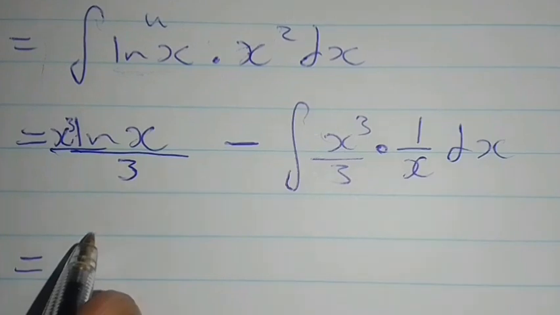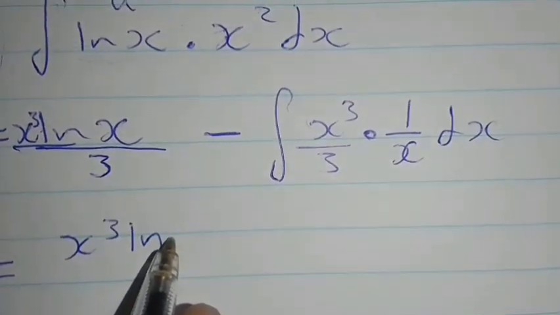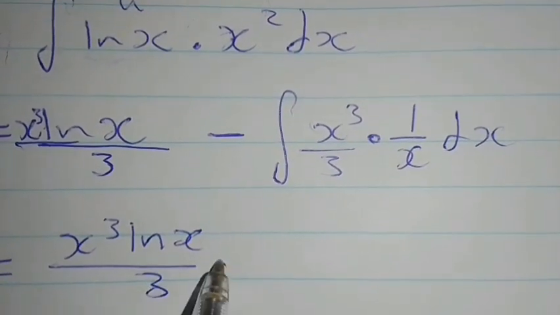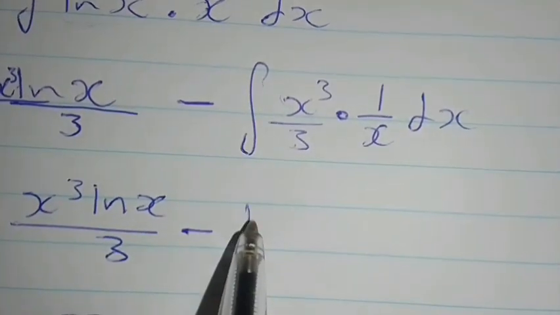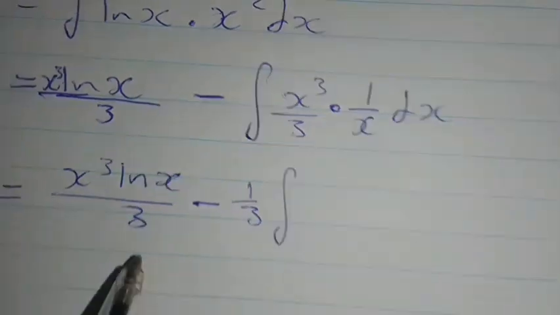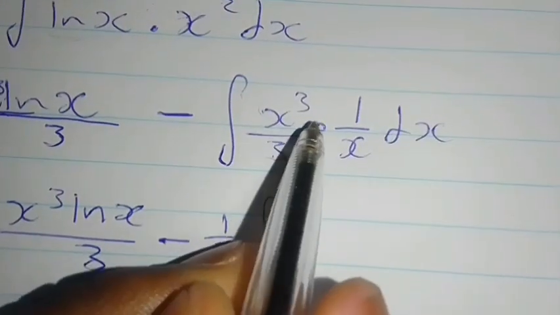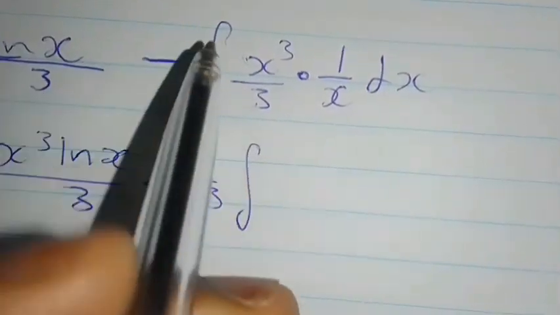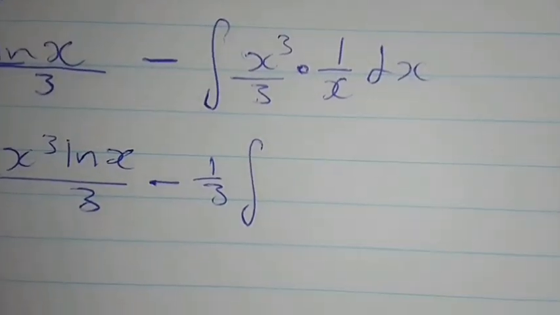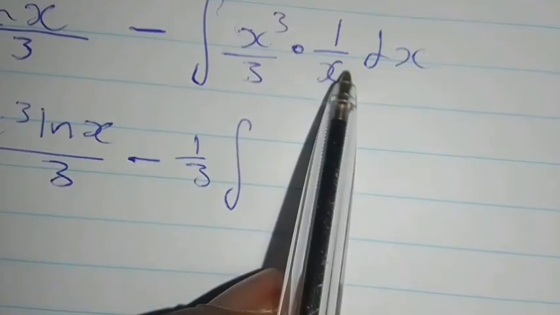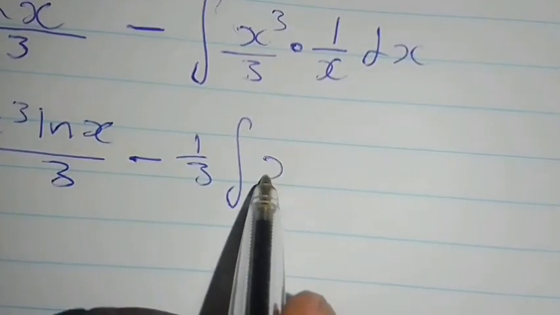Then you're going to have x to the third, the natural log of x, divided by 3, minus, you can take the 1 over 3 outside. We know this because of the properties of integration, or the rules that I showed you when I was introducing integrals. You can take the constant outside. Then you'll have x to the third divided by x, which is just x squared.